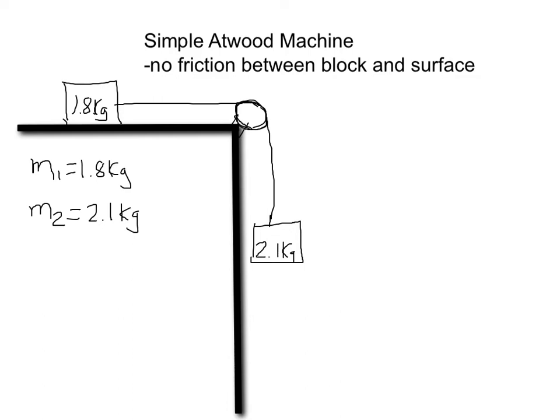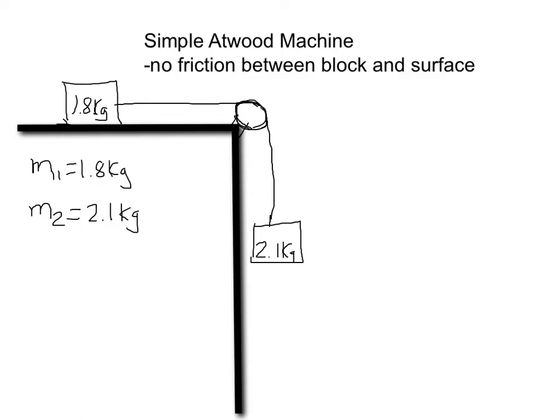Alright, so here we are with a pretty common Newton's second law and third law situation that we study in physics. It's called the Atwood Machine, and this is a simple Atwood machine in the sense that we're going to consider the surface where block 1, the block that is 1.8 kilograms, has no friction between itself and the surface that it's lying on. So this is a fairly simple situation for the Atwood machine.